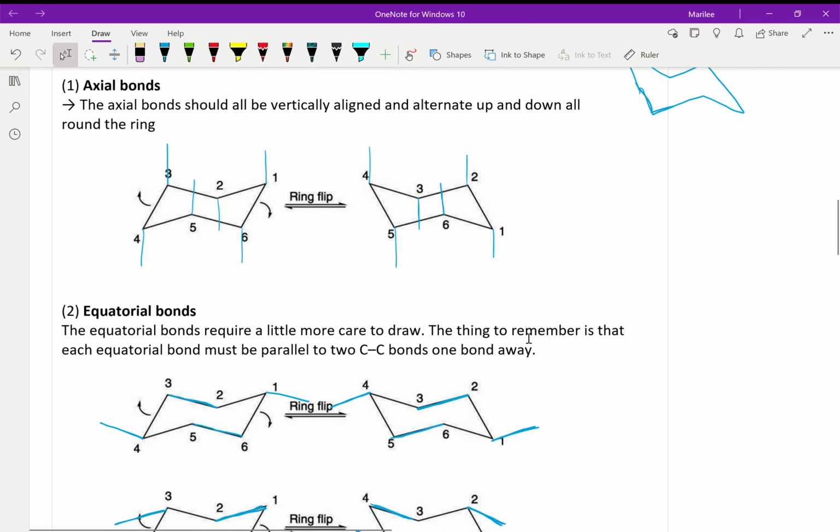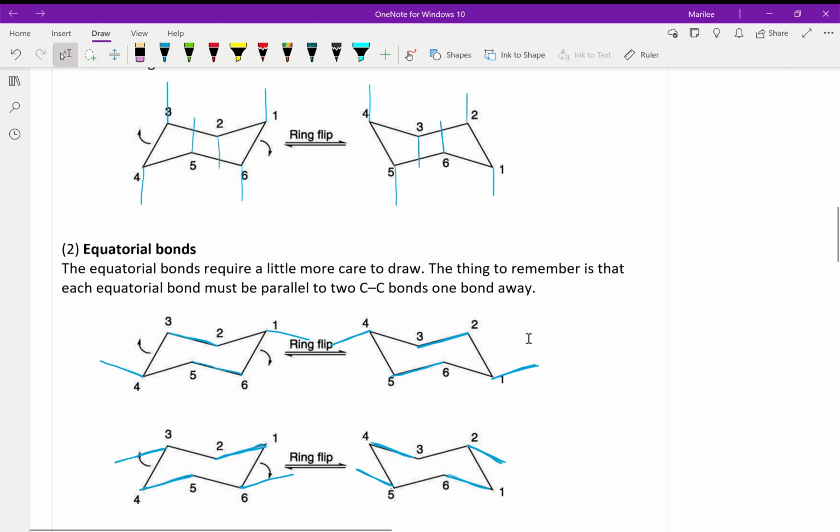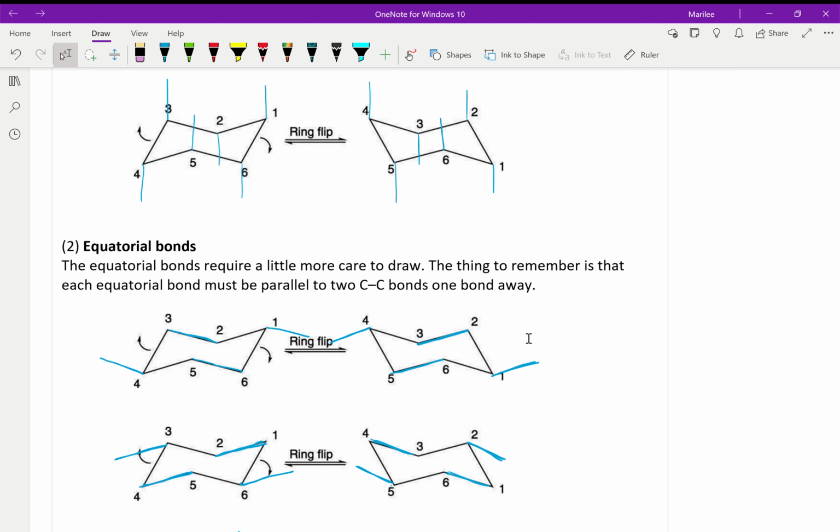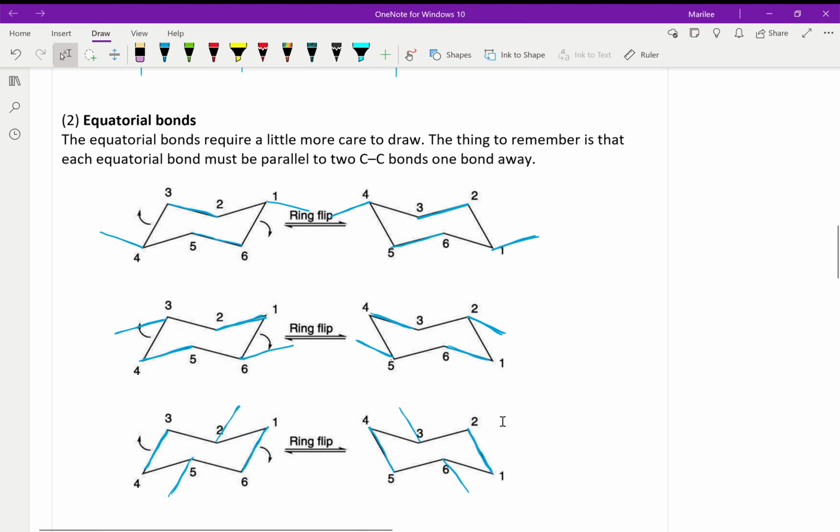On the other hand, equatorial bonds are different. These bonds are parallel to two carbon-carbon bonds, one bond away. So you have to remember it has to line up with one of the lines on your drawing. So I actually drew out each one by one for you here.